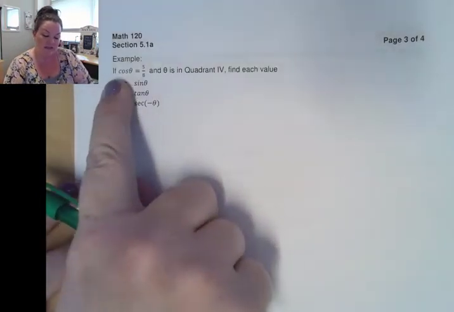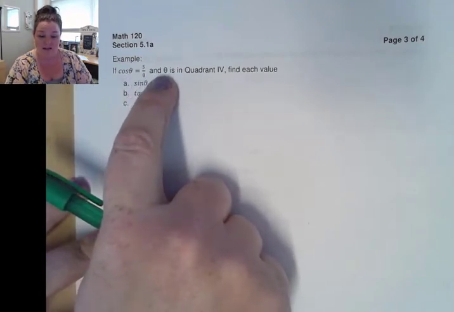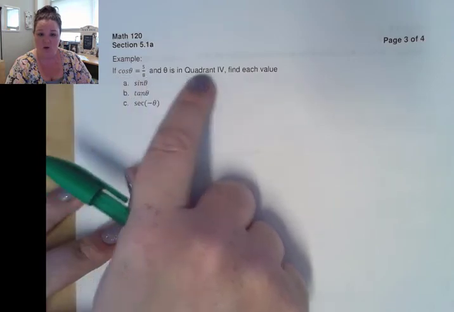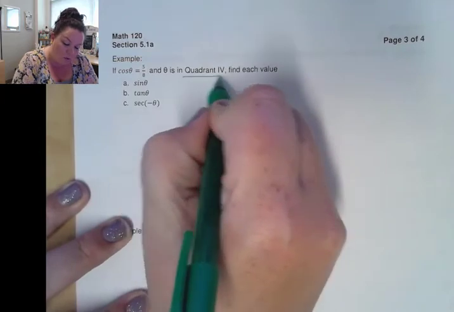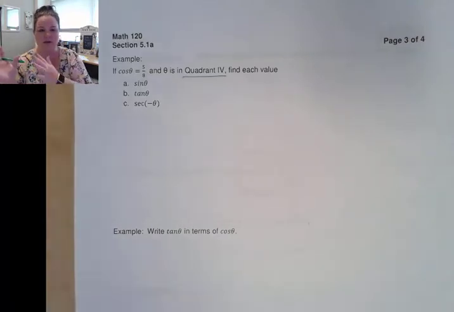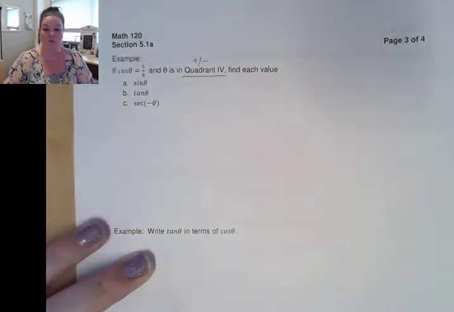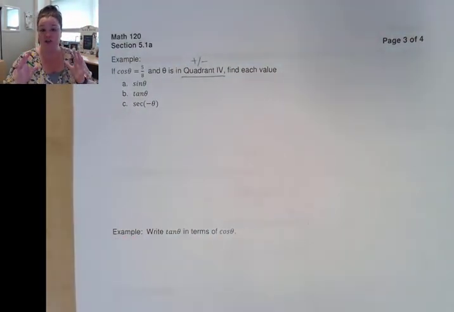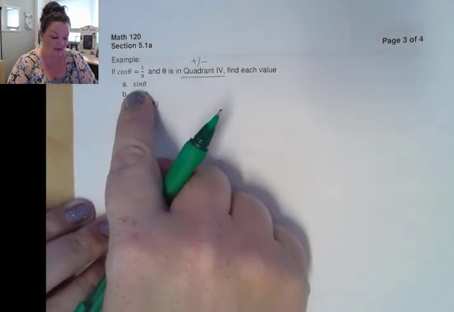All right, so this one says if cosine theta is 5/8, and theta, the angle that we're finding cosine of, right, is in quadrant 4, find each value. Now, anytime they tell you about the quadrant, that's going to tell you the sign of the values we're looking for. Not the trigonometric function sine, but the sign like positive, negative, right? If I know what quadrant it's in, I should know if the sine or cosine or tangent value is positive or negative, okay? So the first thing they give us is sine theta.